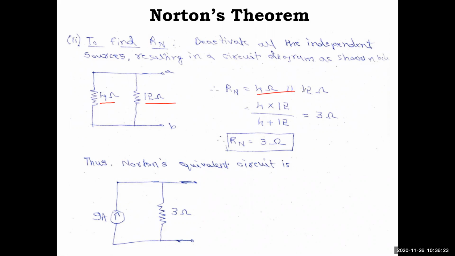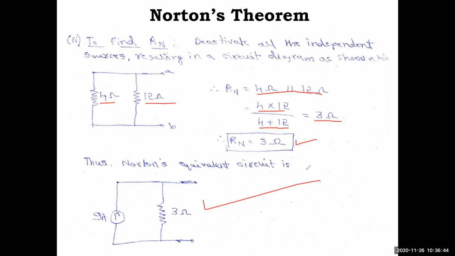So just find R1 R2 by R1 plus R2: 4 into 12 by 4 plus 12, it is 48 by 16. 16 threes are 48, so 3 ohm. No need of a calculator also. So Rn you got is 3 ohm. Thus Norton's equivalent circuit is 9 amp in parallel with 3 ohm. So this is the answer.